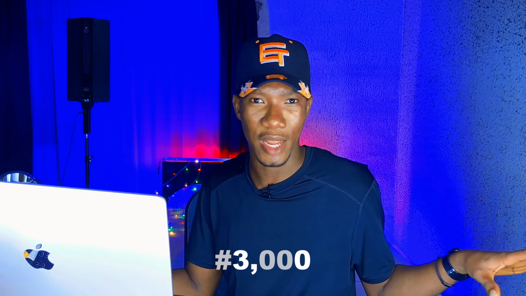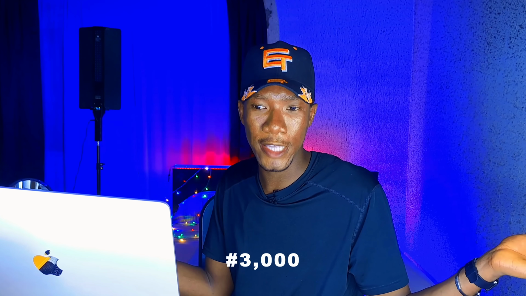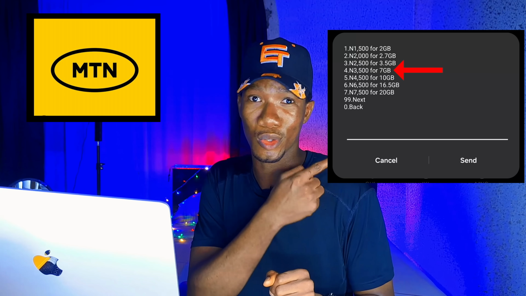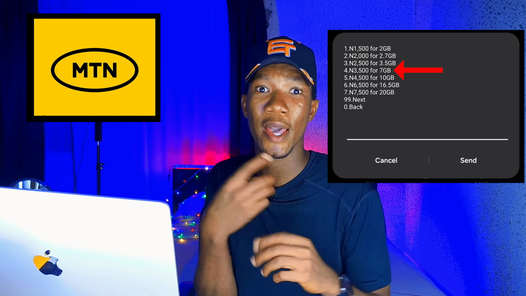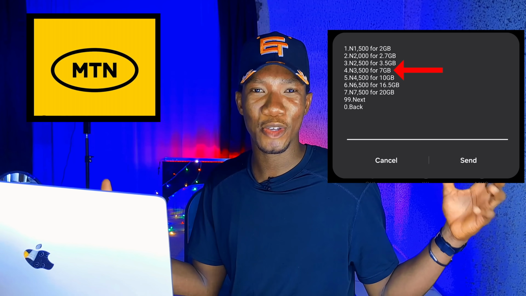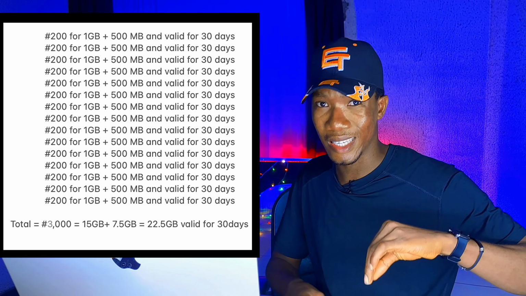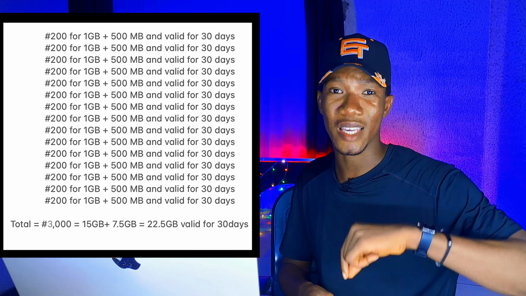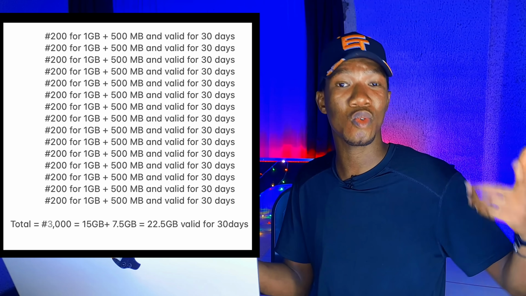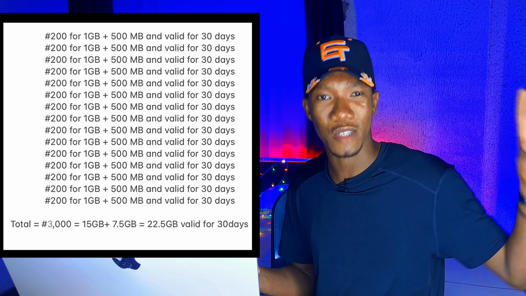Now let's say your monthly data budget is 3,000 naira. You just want to do a 3,000 naira data plan. On a normal MTN 3,000 naira data, this is the plan they are going to show you for a 30 days period. And let's say you do the same process 15 times. It means you get 15 gig plus 7.5 gig, which brings you to a total of 22.5 gig, valid for 1 month.